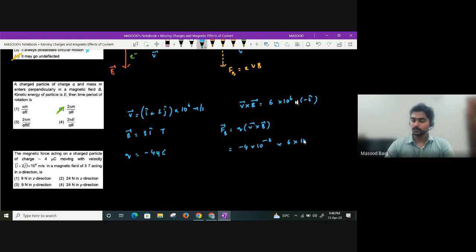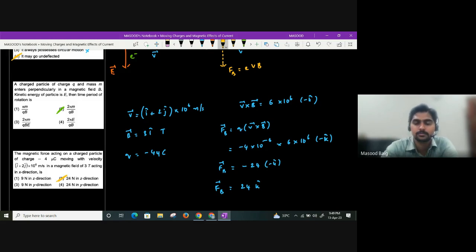6 into 10 power 6. So what will this be? Minus 24 you will get. So minus 24 means in which direction will it be? Minus k cap, or not? You will get it as minus k cap, guys. So what will it be? It will be 24 k cap. So how much force will it experience? It is going to experience 24 Newton in Z direction, guys. Understood all of you? Or no?